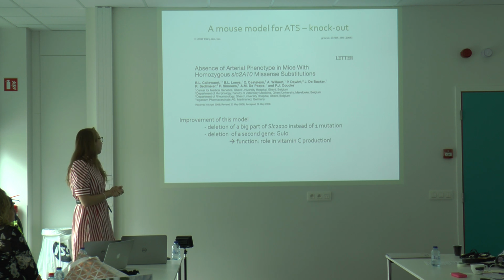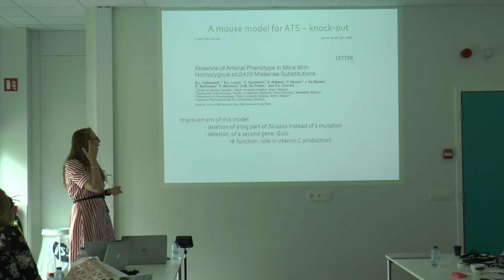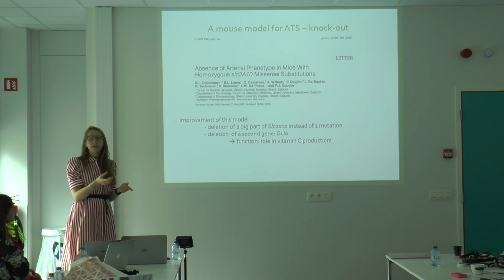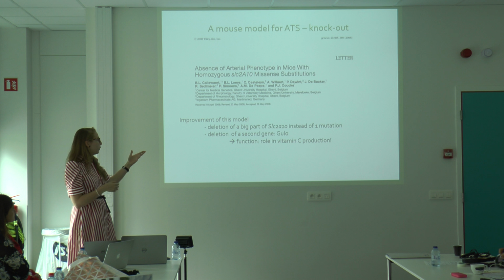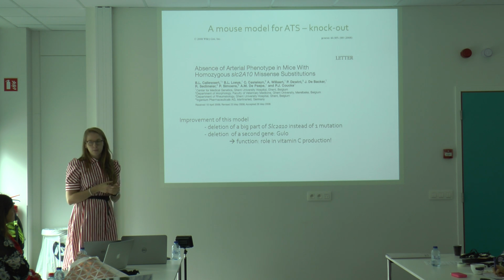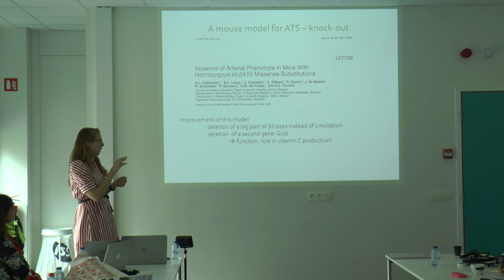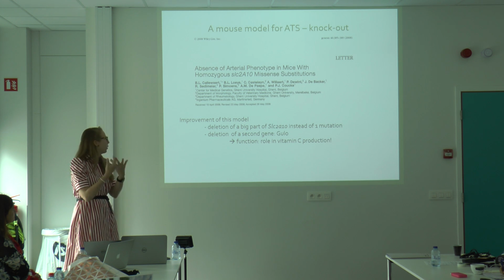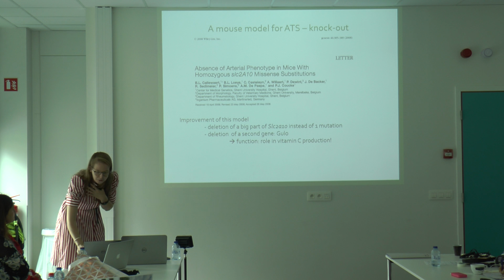So we had a second mouse, and the second mouse had a deletion in the GULO gene. The function of the GULO gene is that it has a role in vitamin C production. So we were thinking if we knock out both genes, we might get a relevant phenotype, and we can use this mouse for further study.